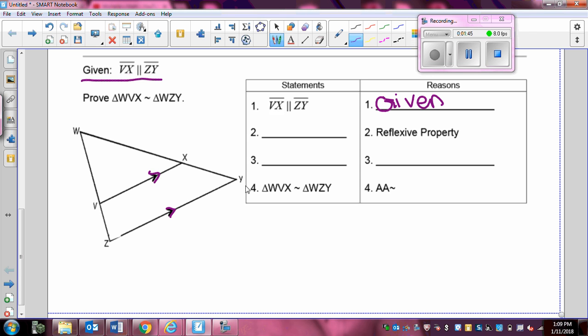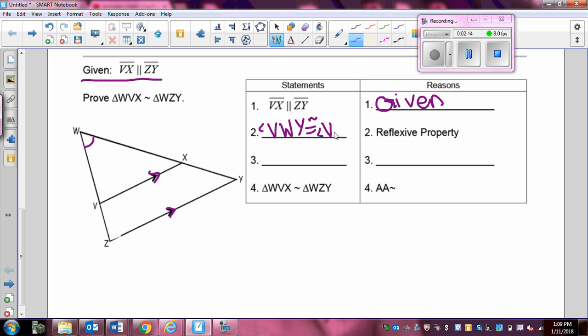Now the reflexive property means something is congruent to itself. The only thing that these two overlapping triangles have in common is a common angle, angle W. Remember W has to be in the middle if we use three letters: VWX or ZWX or Y, doesn't matter. So I'm going to say angle VWY is congruent to angle VWY. Make sure that they're the same, and W is in the middle because that's the vertex, and that is because of the reflexive property.